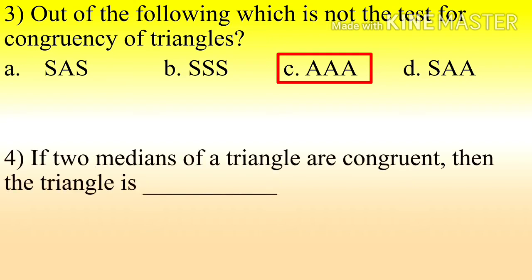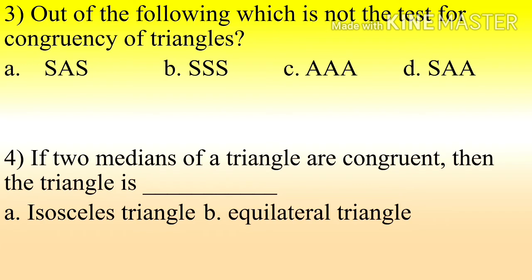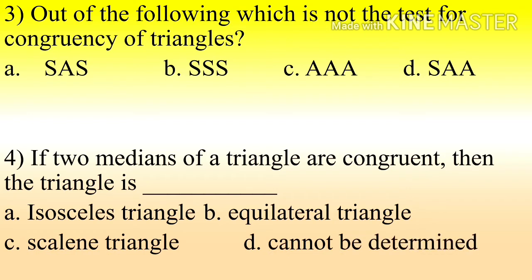The fourth question is given. If two medians of a triangle are congruent, then the triangle is dash. Options are given: A is isosceles triangle, option B is equilateral triangle, C is scalene triangle and D is cannot be determined.